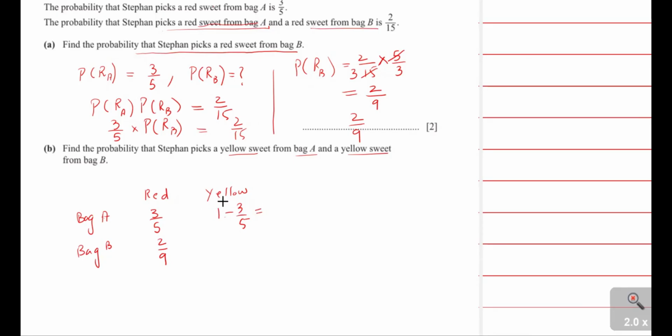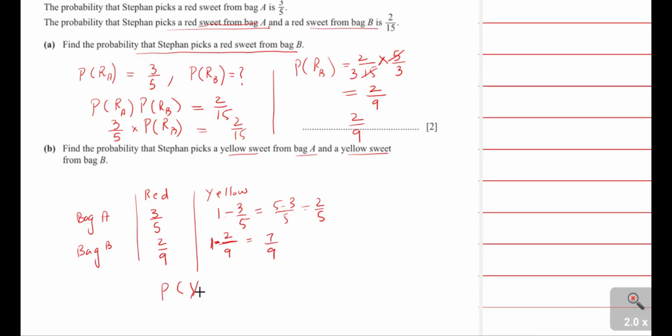Therefore, we can calculate this value by subtracting the probability of a red sweet from 1. We get 5 minus 3 over 5. This will be equal to 2 over 5. And next, the probability of a yellow sweet from bag B. Again, we can calculate this value by subtracting 2 over 9 from 1. This value becomes 1 minus 2 over 9, which is equal to 7 over 9.